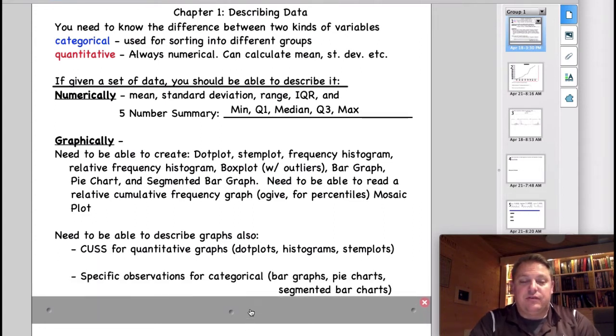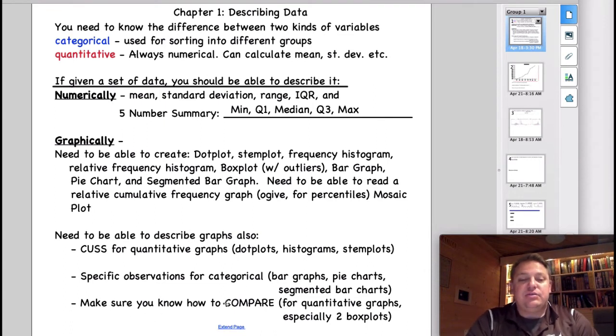If you have some sort of categorical graph, like a bar graph or a pie chart or a segmented bar graph, then you're just writing observations that you notice. There isn't really a set acronym or a set list of things for those kinds of graphs. You kind of just got to look at what's there, and usually you're making some comparisons among sets of data.